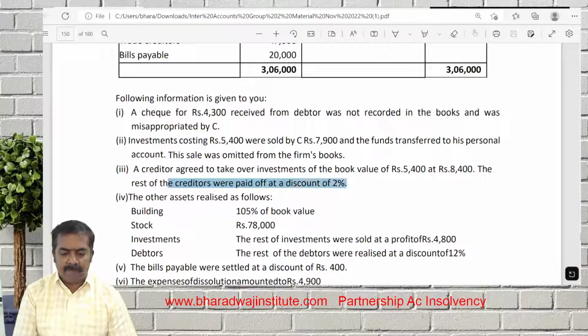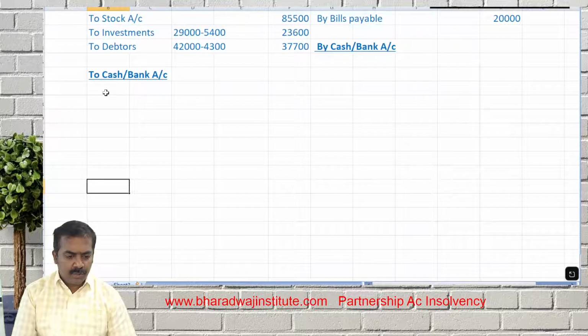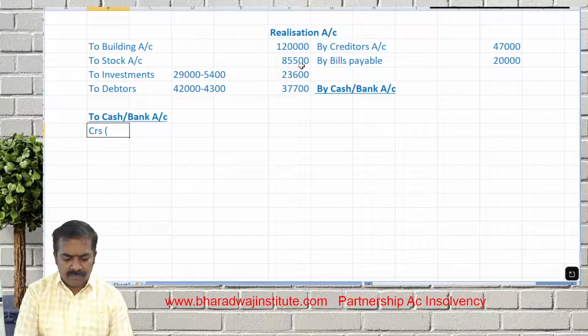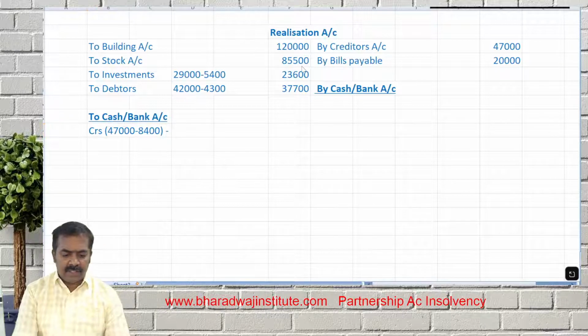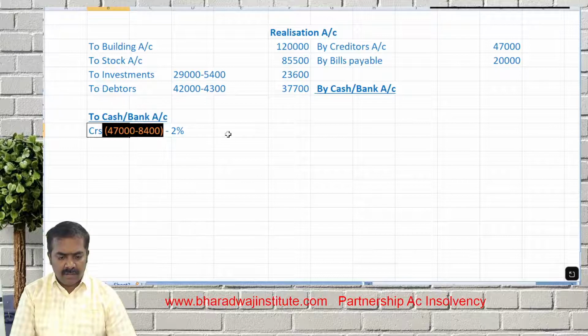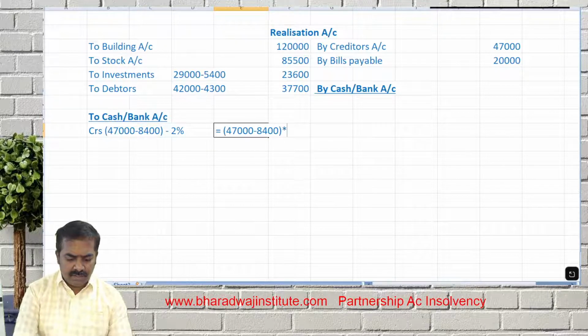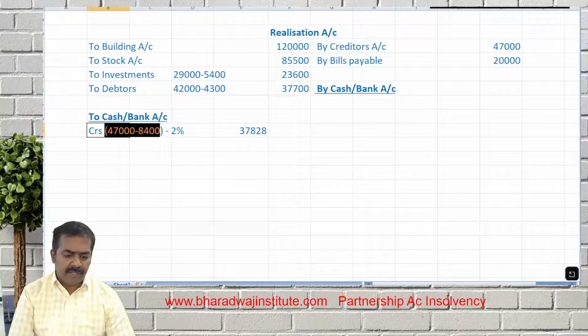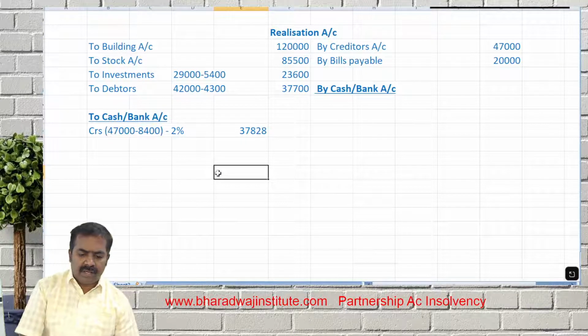Then rest of the creditors were paid at a discount of 2%. So while paying creditors, what was the total value of creditors? 47,000. Minus 8,400. This minus percentage pay 2%, which means 98% you have to pay. 47,000 minus this, into, we will collect 98%. Okay, any doubt in it? Creditors 47,000 minus investment taken over, balance is paid at 2% discount.